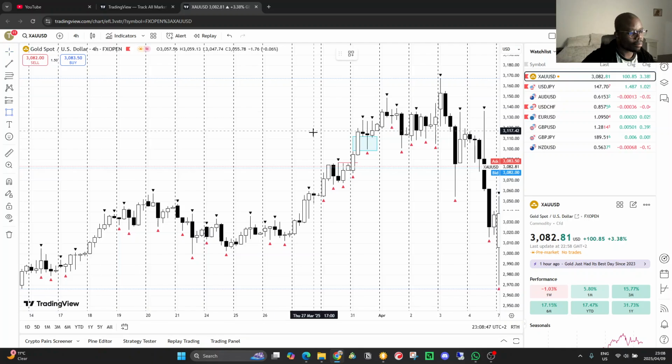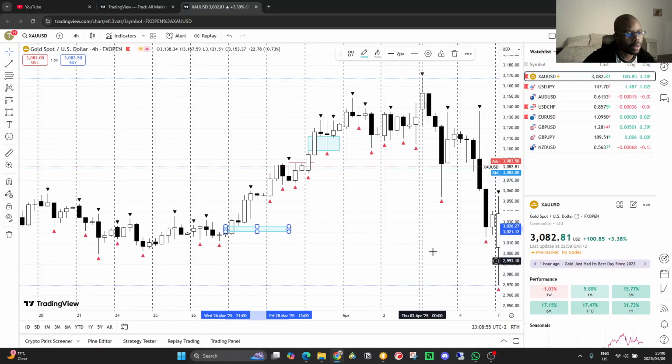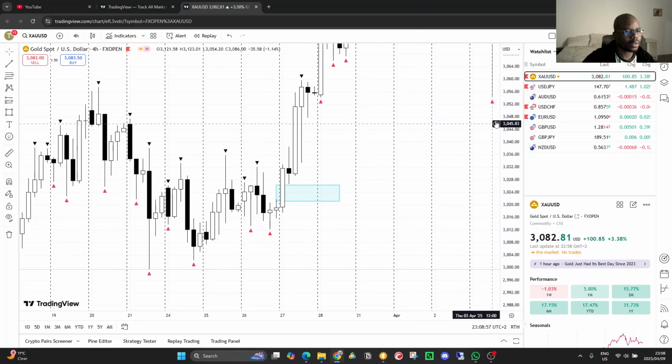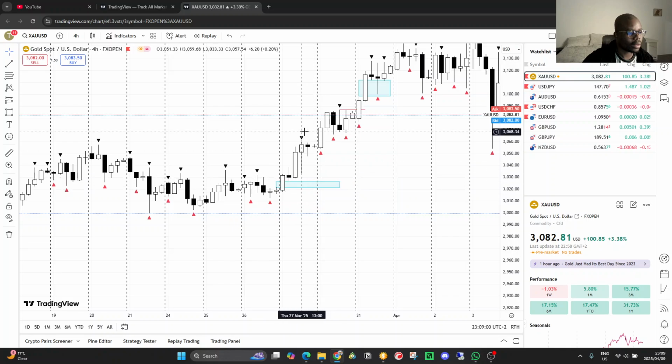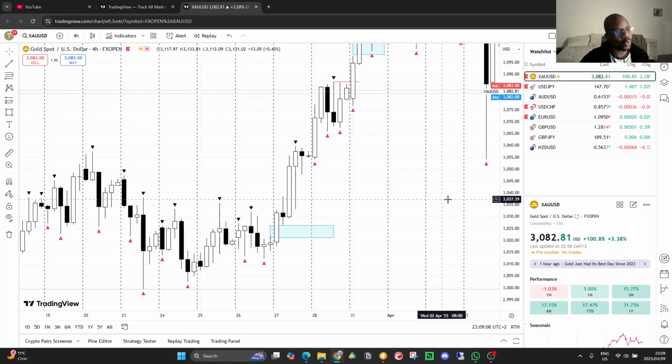So another example that we can take from the market is here. There is a fair value gap at the bottom there, but price didn't come back here. It didn't come back to fill this order. It's okay, life goes on, right? Because sometimes the market won't do what you want it to do.